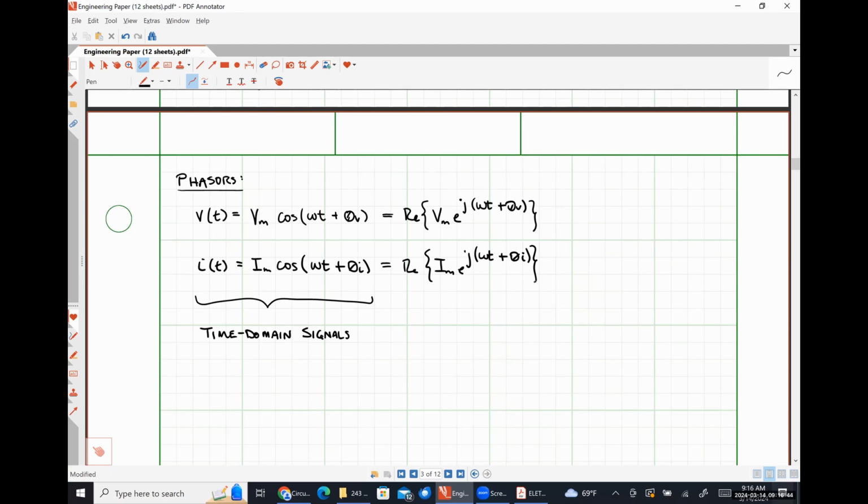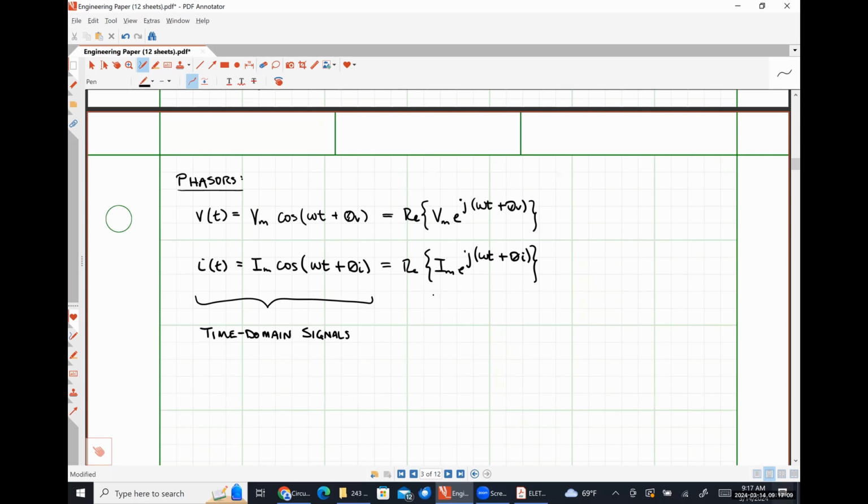This complex number, this exponential form complex number representation of these signals, carries the exact same information, right? It has the same magnitude, the same angular frequency omega, and the same phase angle theta as well. So all of the information is there, but the real part, the part that comes out of our outputs, is just the real part of this complex number, okay?